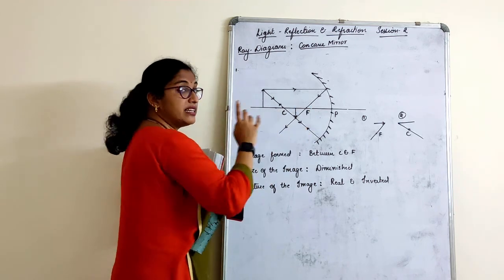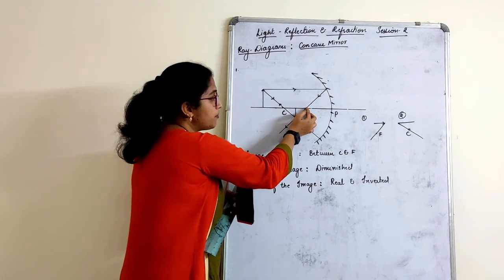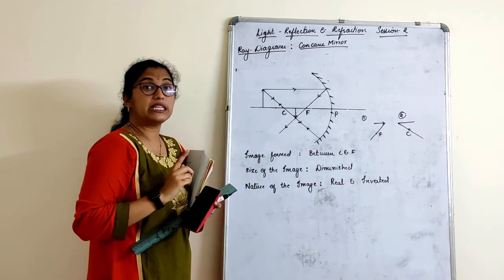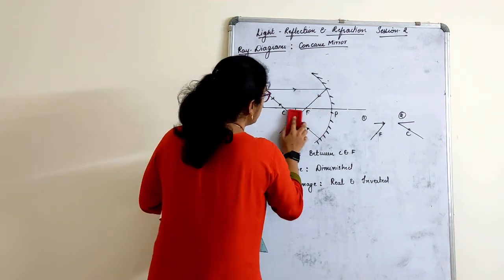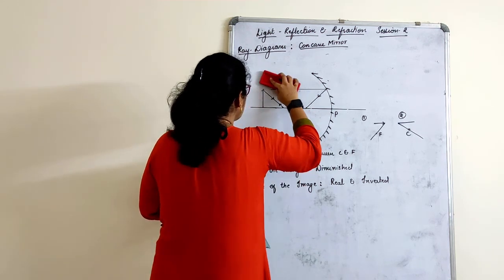See, first it was somewhere at infinity, and image formation was done at F. Then we brought it a little bit closer, and the image formation shifted from F to here. Now I will keep the object at C and see where I get the image formation. So let me just rub these things. Again and again I need not draw.